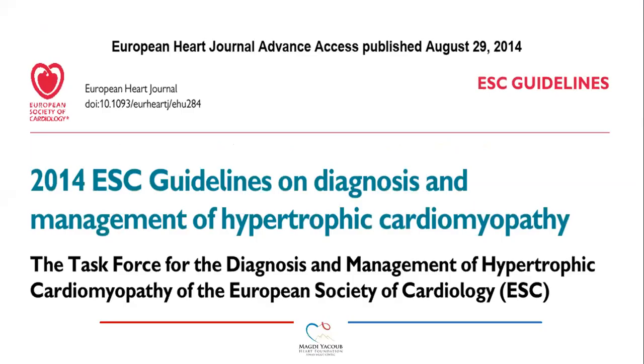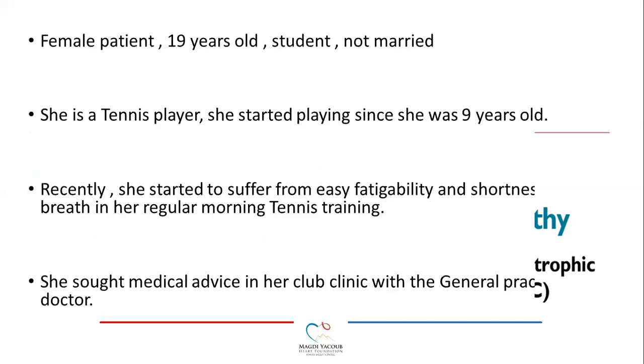Going directly to our case, I'd like to comment that all recommendations in the management of our case will be derived from the 2014 ESC guidelines on diagnosis and management of hypertrophic cardiomyopathy. Our patient today is a female patient, 19 years old. She's a student, not married. She's a tennis player. She started playing since she was 9 years old. Recently, she started to suffer from easy fatigability and shortness of breath in her regular morning tennis training.